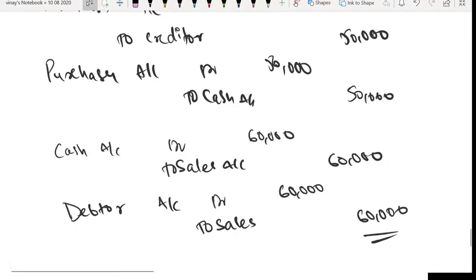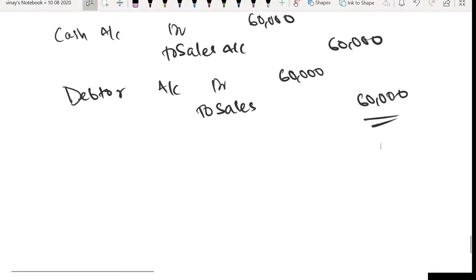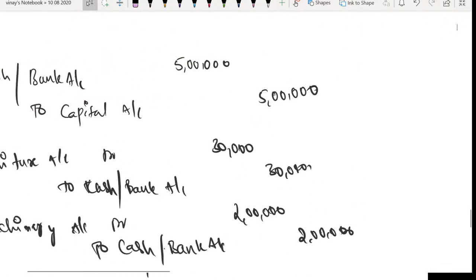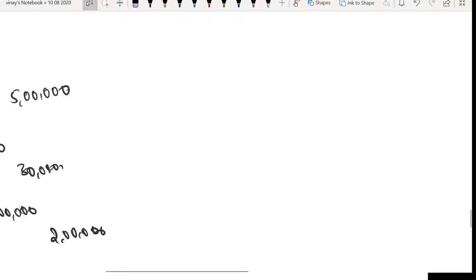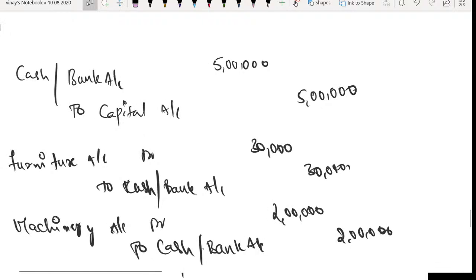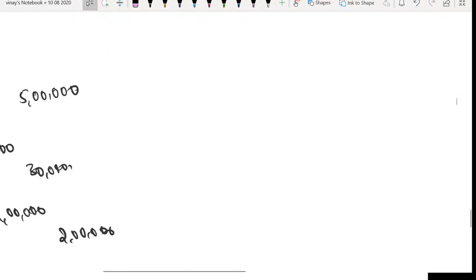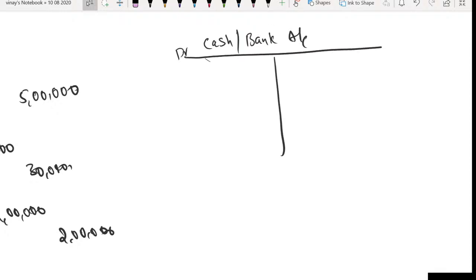So if these are my journal entries, for each and every transaction, for each and every journal entry, I will create a ledger account. So first it started with cash, so I will first start with the cash ledger account. My first ledger will be the cash and bank account. So debit side and credit side. This is my amount column.